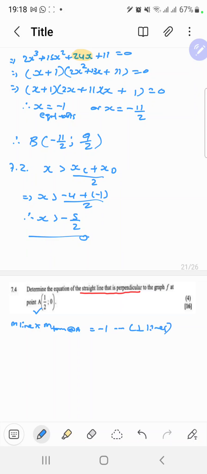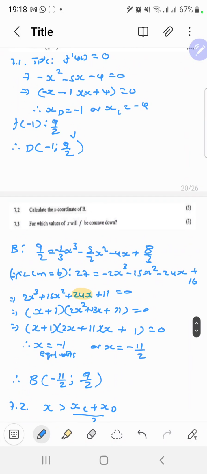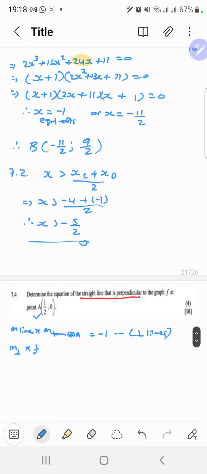So now, what do we know? Well, this is the same as saying the gradient of the perpendicular line multiplied by... So how do we get the gradient at point A? We just take the first derivative and put our value in there. So this is the same as multiplied by f prime at that point, a half, must be equal to -1.